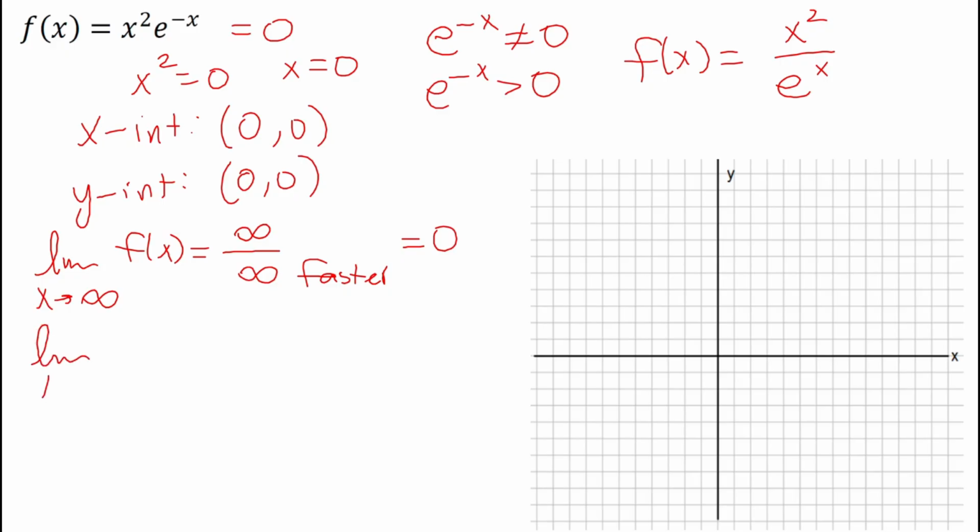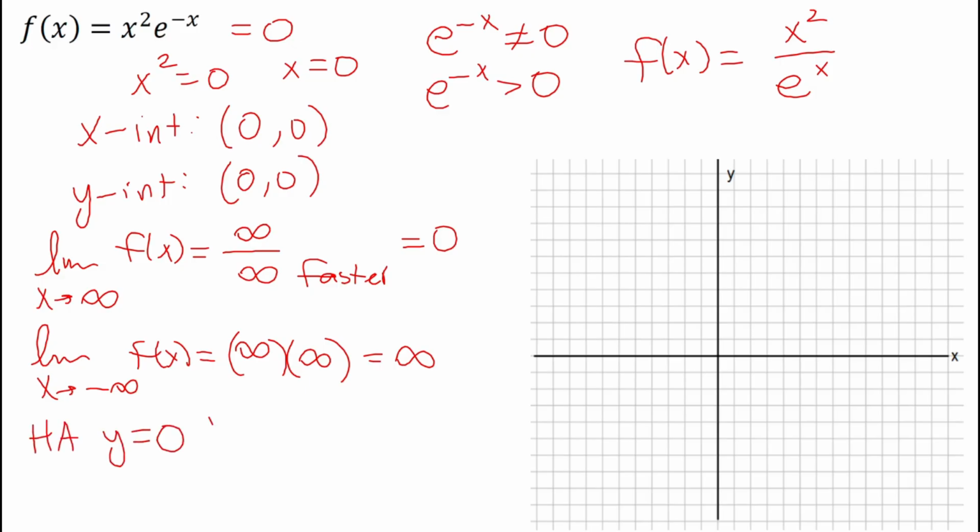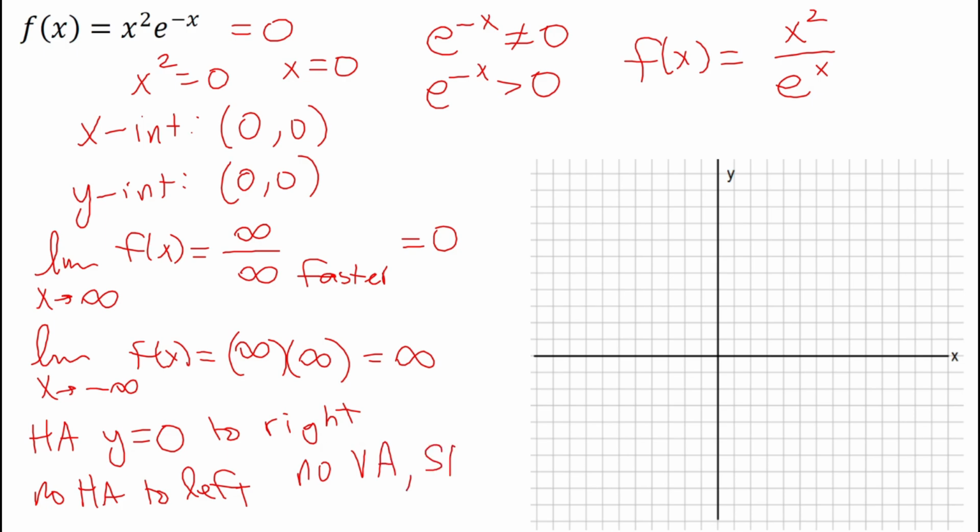And when we do the limit as x approaches negative infinity of f of x, we end up with negative infinity squared, which is infinity. But then we end up with an e to the negative infinity in the denominator, which should go up to the numerator to become infinity, giving us infinity. So we have a horizontal asymptote of y equals 0 to the right. We have no horizontal asymptote to the left. And there's not going to be a vertical asymptote because this doesn't have any discontinuities. And there's also not going to be a slant asymptote because this is not a rational function.